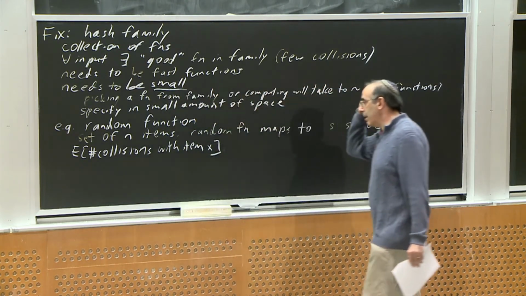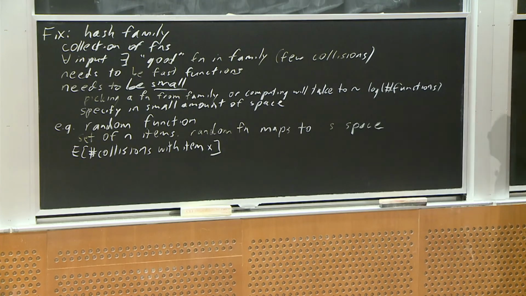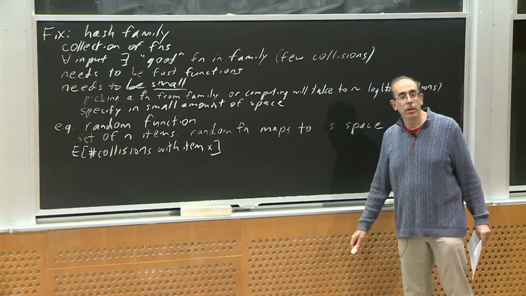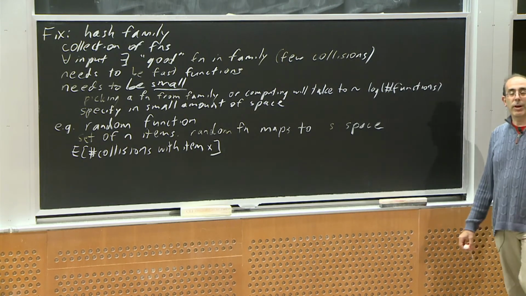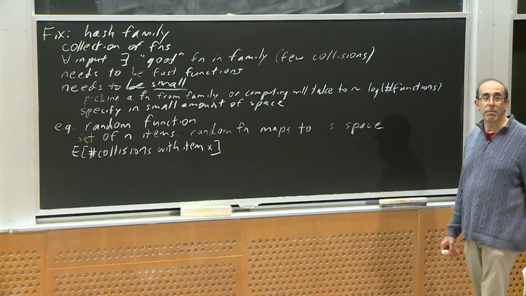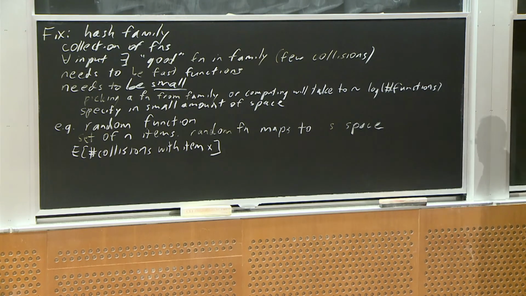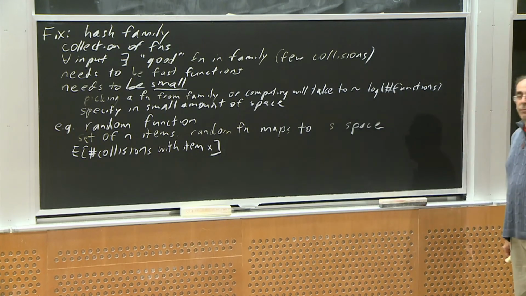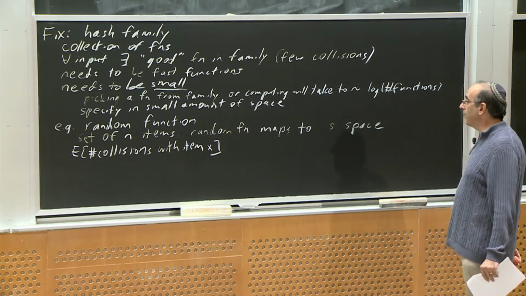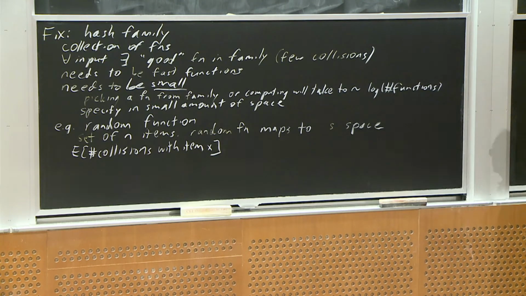Suppose that I have some item x, and I want to know how long it's going to take me to look up that item x. Well, that's going to depend on the number of other items that land in the same bucket, because I'm going to have to scan through that linked list. And so that's a question of expectations. So how do I compute the expected number of other items that is going to collide with my item x?